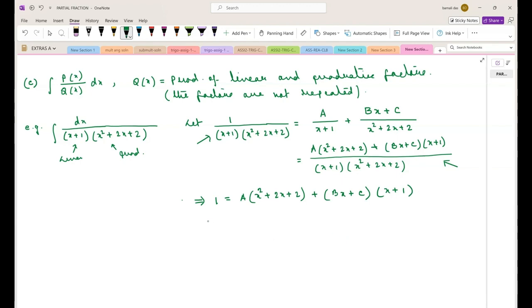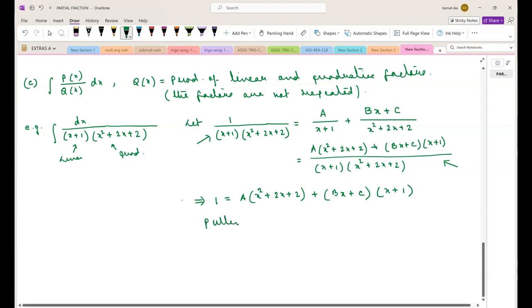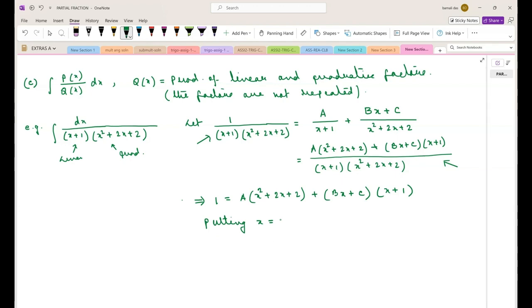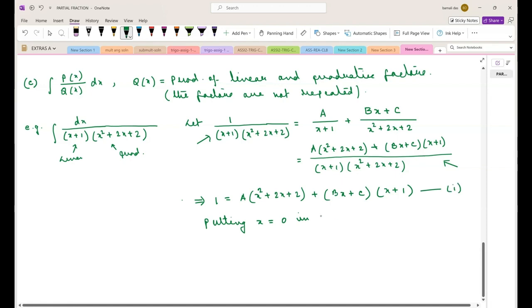Now, putting x equal to, just as I had put 1 and 2, I could put x equal to 0 also. So if I put x equal to 0 here, let me name this 1, x equal to 0 in 1, what do we get? So left hand side is 1, so that remains unchanged, unaffected by the value of x. So 1 equal to, and right hand side you get 2A plus C.